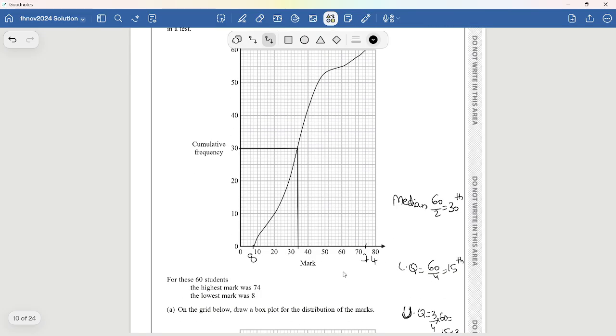Make sure you are as accurate as possible. A slight variation in your answer will be accepted, like a variation of one or two numbers up and down, but make sure you use a ruler and draw it accurately. So I'm getting the median at 34. The median value is 34.